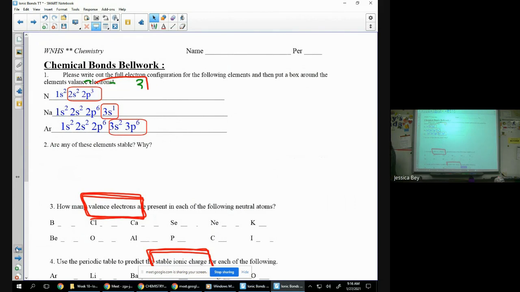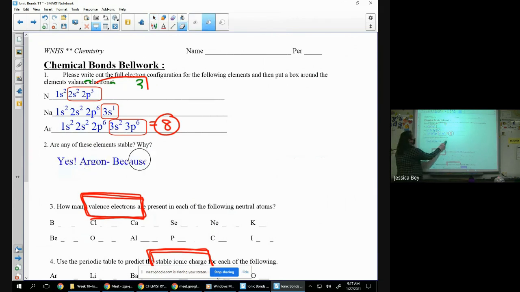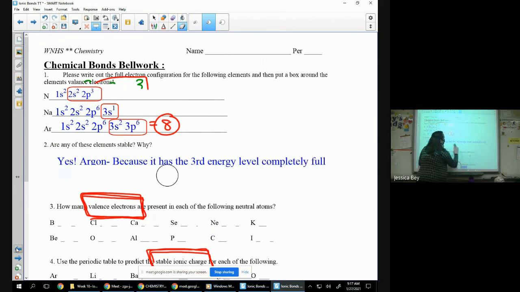Let's talk about argon while I'm standing here real fast. If I circle 3s2 and 3p6, how many total valence electrons does that give argon? 6 and 2 make how many? 8. Okay. And so we said per the octet rule, how many valence electrons does every element want? 8. So is that one going to be stable? Absolutely. So for number 2, yes, argon is stable because its third energy level is completely full with a total of 8 electrons.